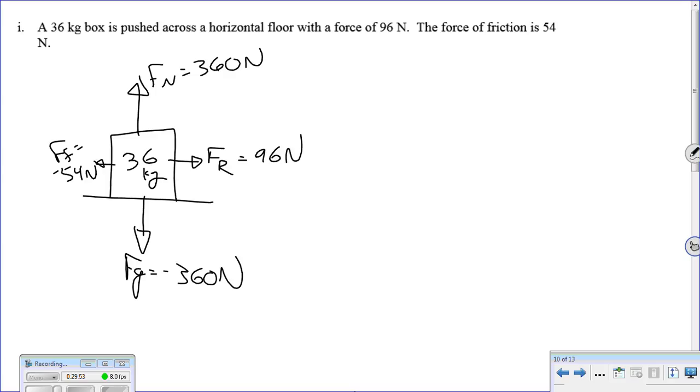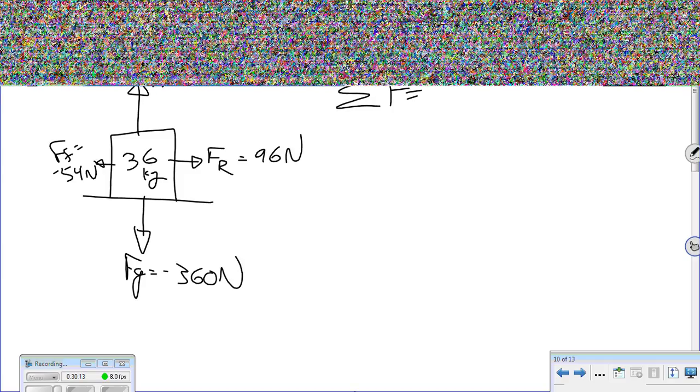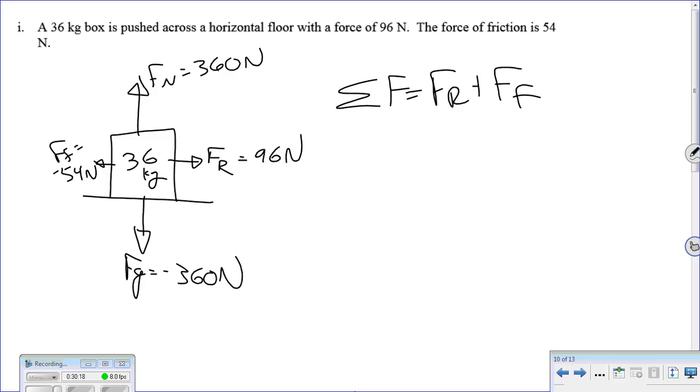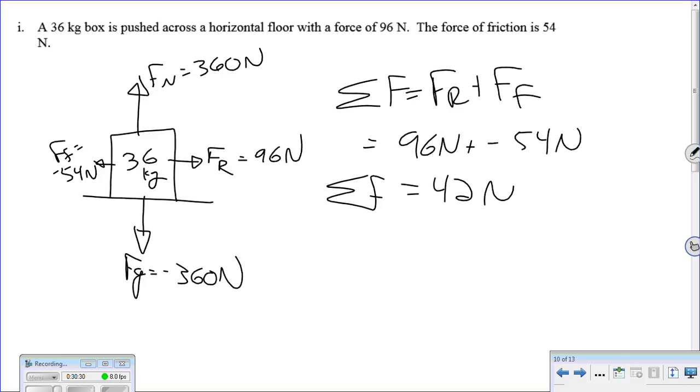All right. So that's steps 1 and 2, right? I put in mass and force of gravity, and then I labeled all the given forces. Step 3, do I know the acceleration or do I know all the forces? We know all the forces, right? So find your net force. Net force is all the forces added up. I'm only going to worry about Roy and friction. Why? The other two guys cancel, right? So my net force is going to be 96 plus negative 54. That gives us 42 newtons for a net force. All right, and then our acceleration is net force over mass.